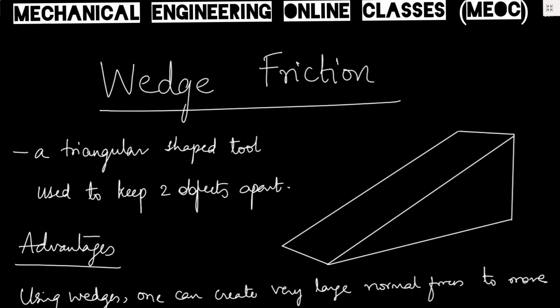Wedge friction. A wedge is a triangular or trapezoidal shaped tool that can be made of wood or metal depending on where we are going to use it. One of its ends will be very much pointed, such that using this pointed edge we can give a force or pressure from the other end, so that this wedge or sharp tool can be used to keep two objects apart.